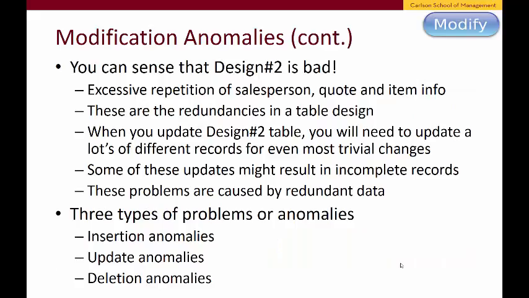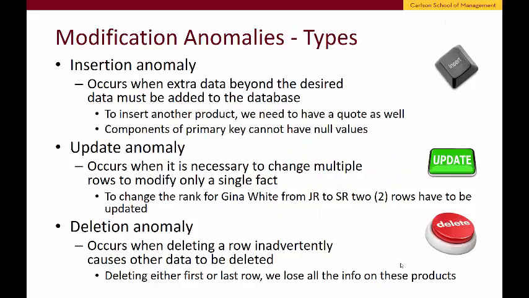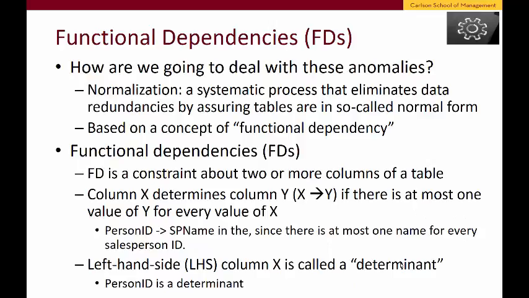So the question is, how do we systematically deal with these anomalies? The answer is the process of normalization, okay, which will remove data redundancies and prevent modification anomalies. In order to understand normalization, however, we first need to discuss the concept of functional dependencies, or FDs for short.